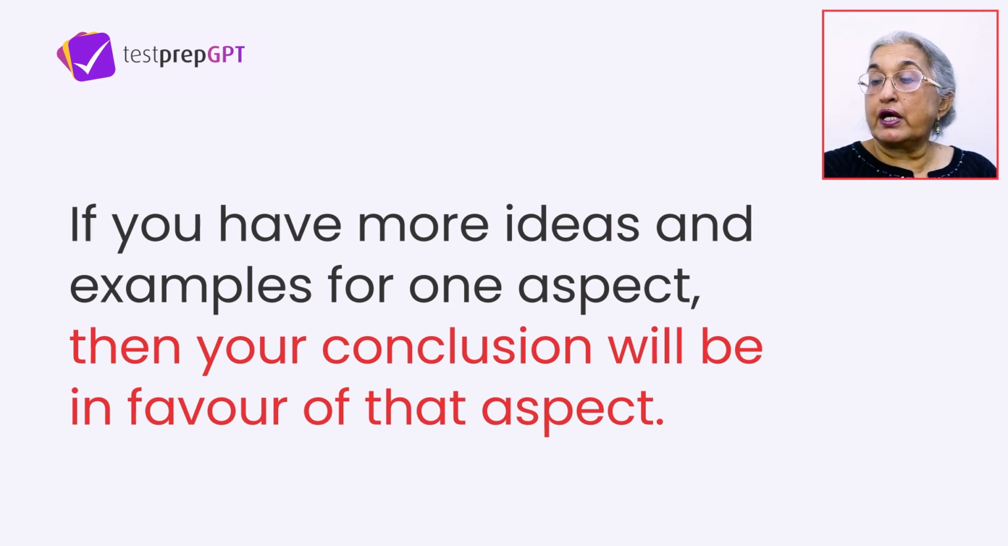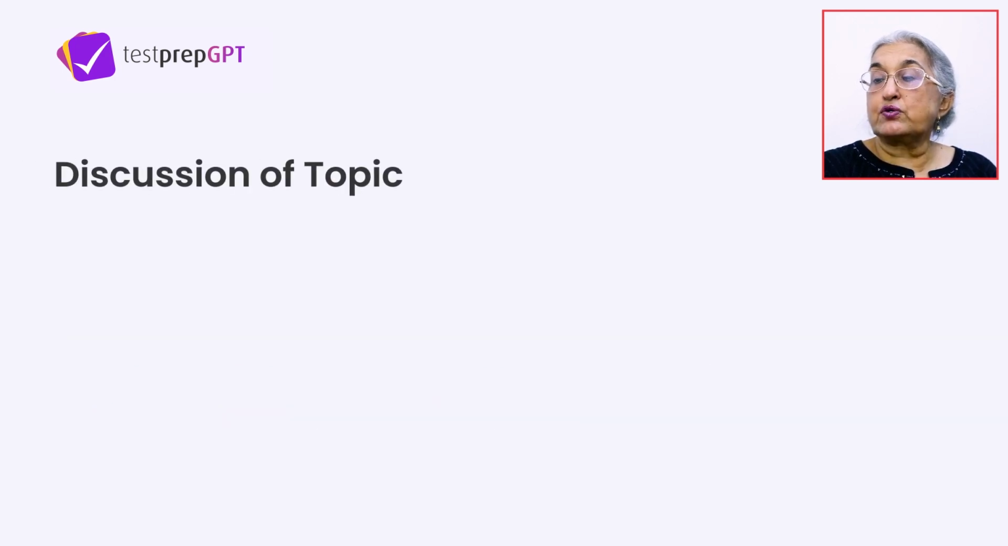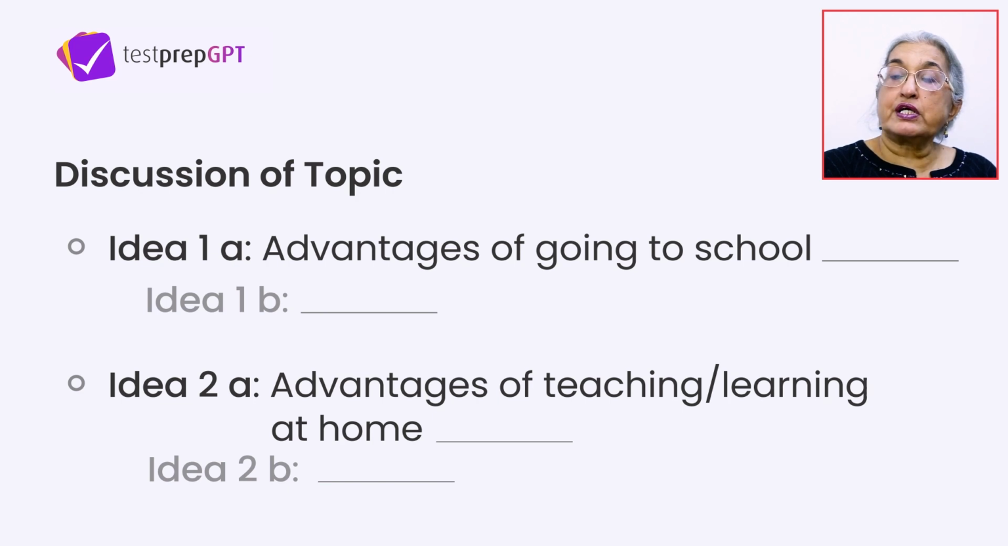So now you can write some examples to match each of the ideas that you have given above. Go back to the earlier exercise of developing the ideas, and you have idea 1 and A, B, C, whatever, and idea 2, in which you may have 2 ideas or 3 ideas. Accordingly, write some examples over here to match those ideas.